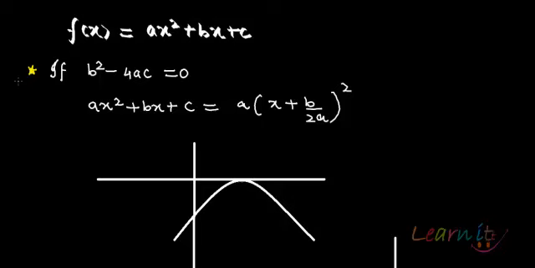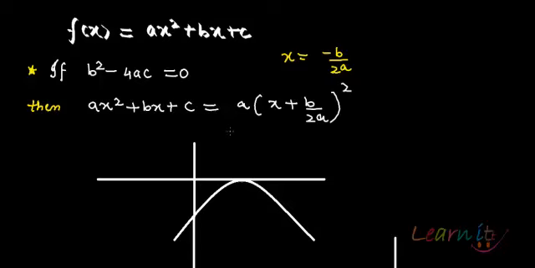Okay, so let's take a general quadratic equation f(x) equals ax square plus bx plus c. Now, if b square minus 4ac equals 0, then what is the case? The case is that your root is equal to minus b upon 2a, right? And the quadratic can be written as a into (x plus b upon 2a) whole square. If you open it up, you will get the same thing, okay?